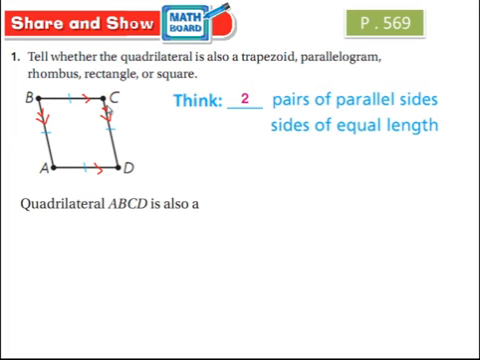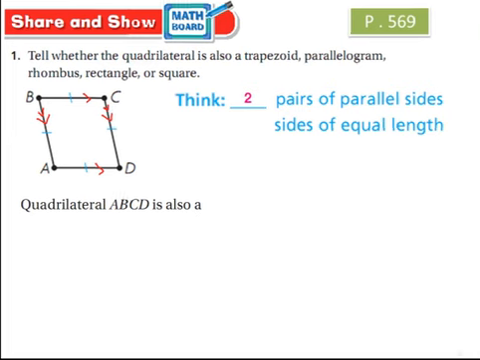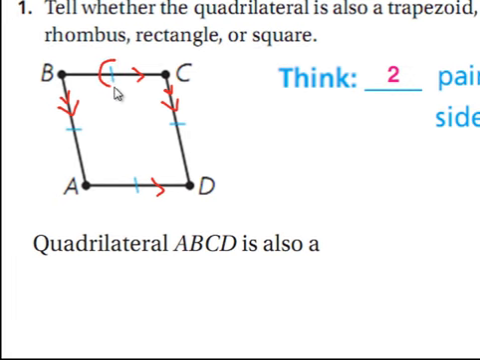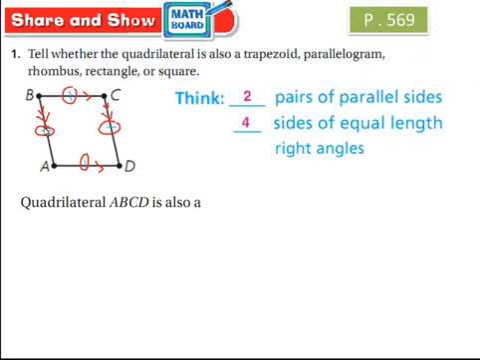The next question you should ask yourself, how many sides of equal length? Yes, 1, 2, 3 sides, or 4 sides of equal length. Of course, 4 sides. The last question you should ask yourself before you answer, how many right angles? Can you see any right angles here? Of course not. 0 right angles.